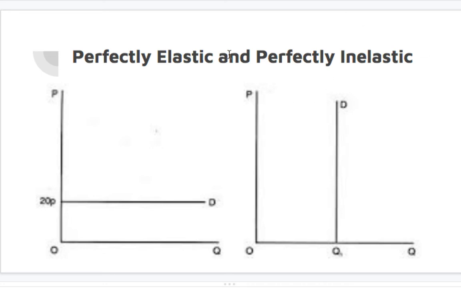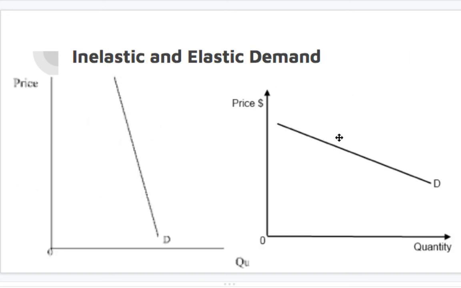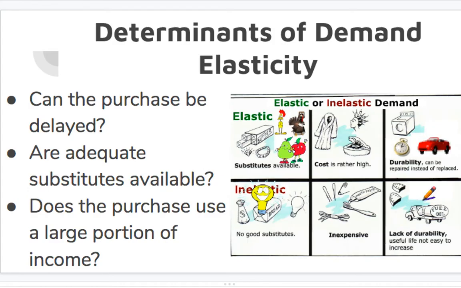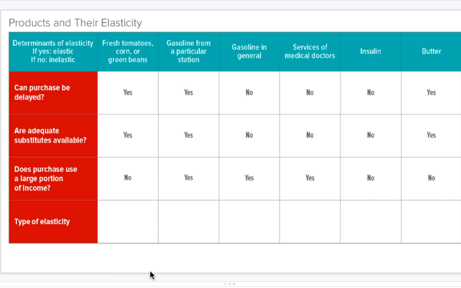Again, to review, perfectly elastic goods run across, perfectly inelastic goods run up, and more realistically, you see inelastic and elastic goods on the different charts. So to review, these are the three main questions we need to ask in the determination of demand elasticity. One, can the purchase be delayed? Two, are adequate substitutes available? Three, does the purchase use a large portion of your income? And again, that can determine what that chart looks like that we looked at before. Does it make sense, and can we go through making those changes for elasticity based off of purchases because of price?